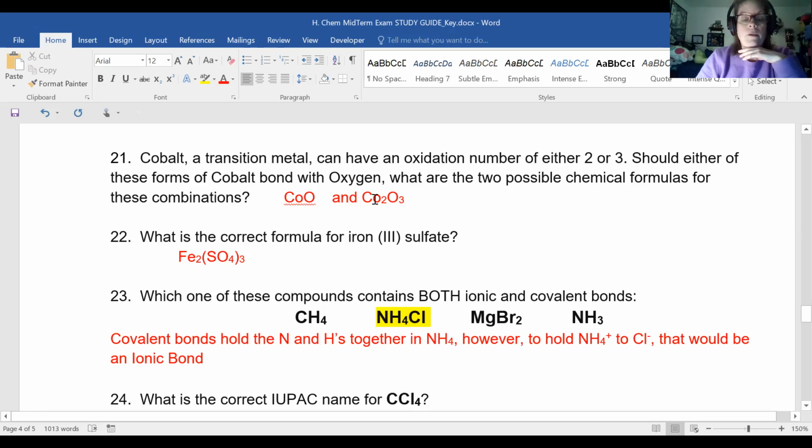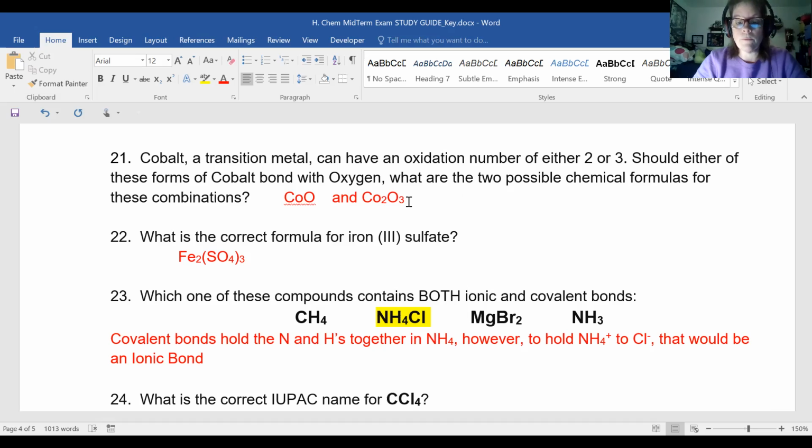Now, if you put the oxygen with the version of cobalt that forms a 3+ charge, that's going to be Co with the +3 charge. Oxygen still has the -2 charge, so that's where we do the crisscross. The 3 becomes the subscript of oxygen, and the 2 from oxygen's -2 becomes the subscript of cobalt, and that's how you end up with Co2O3. I really wish I could write this, but my computer won't let me. But remember, you crisscross the superscripts and turn them into the subscripts. So these are the 2 possible answers for number 21.